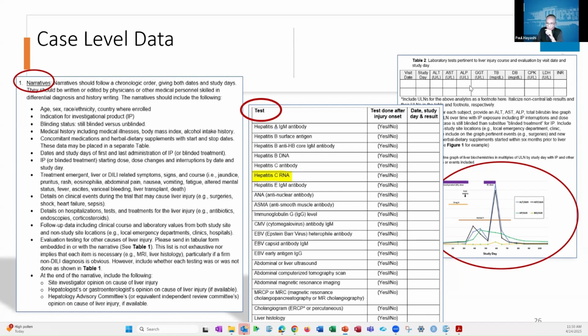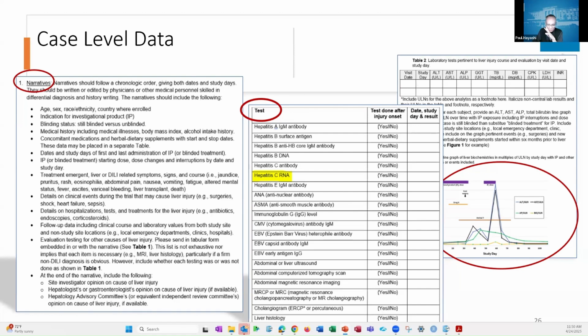And we ask for it in this format. As you might imagine, we want CPK and LDH to see if it's hemolysis or muscle injury, that kind of thing. And then here's that line graph we asked for. So if we're really on the hunt, something's happened and there's been a significant liver injury, and we're looking at these cases, we're going to want, ask for, and require these kinds of data.